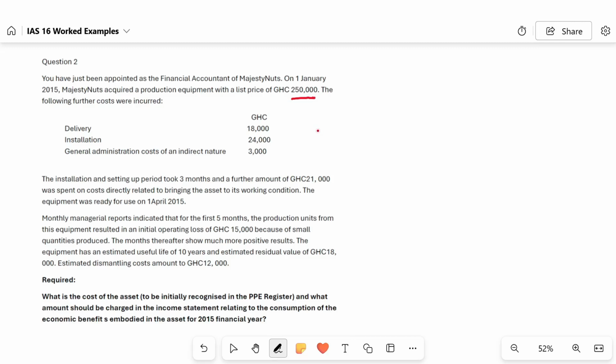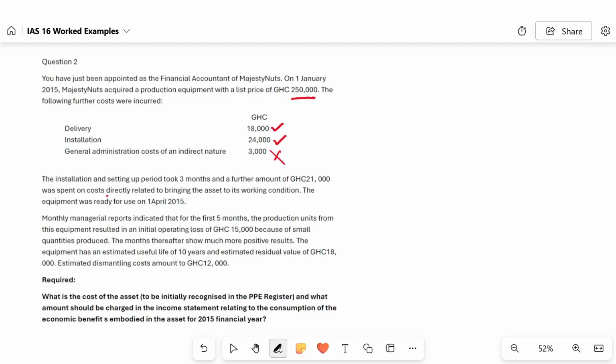The standard IAS 16 states that initially costs should be measured at the purchase price plus any directly attributable cost and then dismantling cost. General administrative cost is of an indirect nature and as such will be excluded. We will include the delivery and installation. The installation and setup took 3 months and a further amount of 21,000 was spent on costs directly related to bringing the asset to its working condition.